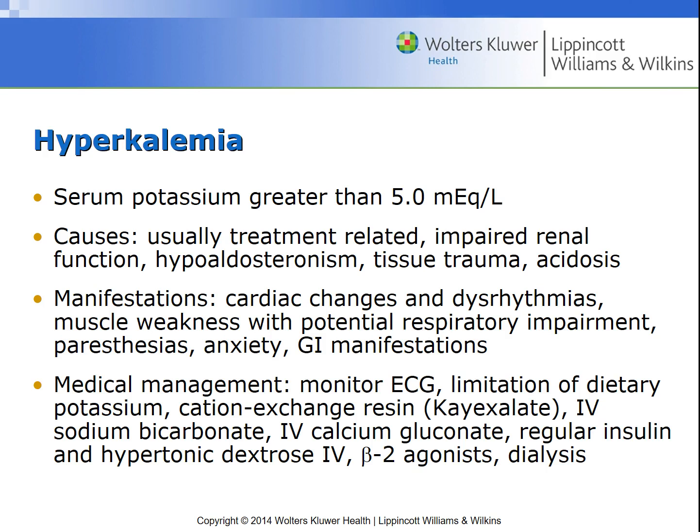Things to look for are cardiac changes, because if you don't have enough or if you have too much, it causes the heart to either beat too much or not enough, or correctly or incorrectly. And muscle weakness with potential respiratory impairment, paresthesia, anxiety, GI manifestations. So it basically sounds like the same. You really just want to be between the 3.5 and the 5.0. Not enough causes all these symptoms, and it sounds like having too much causes the same symptoms.